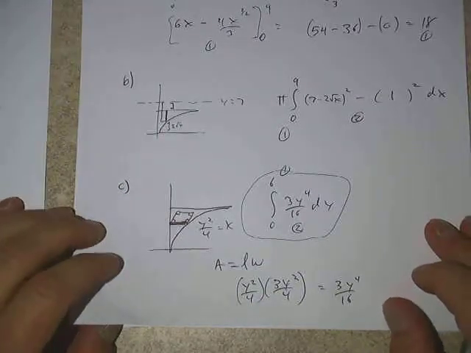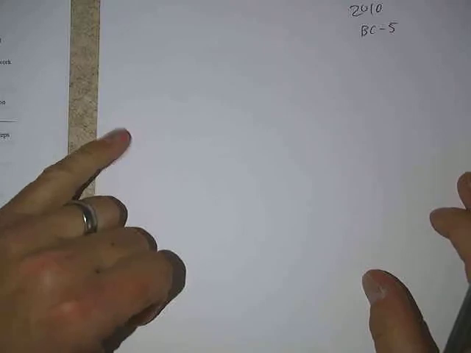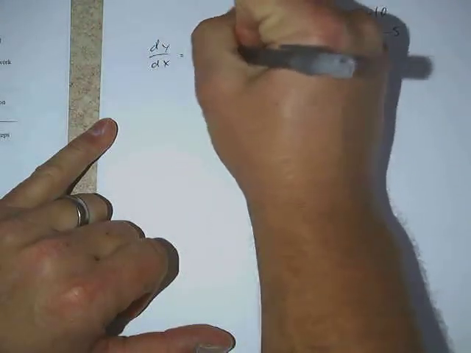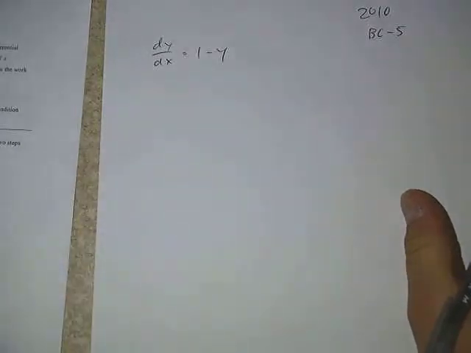Alright, well, let's take a look at number 5 then. And keep in mind, we've seen this problem before. This was a BC or an AB problem as well. AB for 2010. 2010 BC 5 though is not an AB problem because it starts out with Euler's method, which is a BC topic.